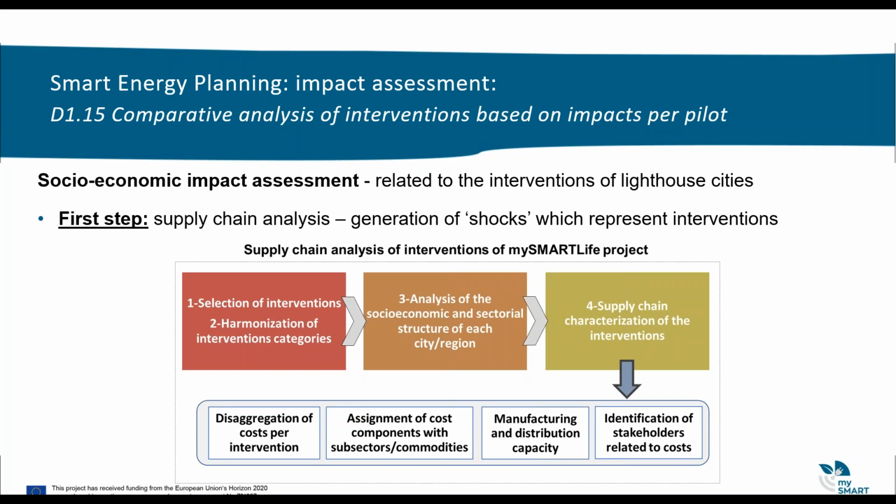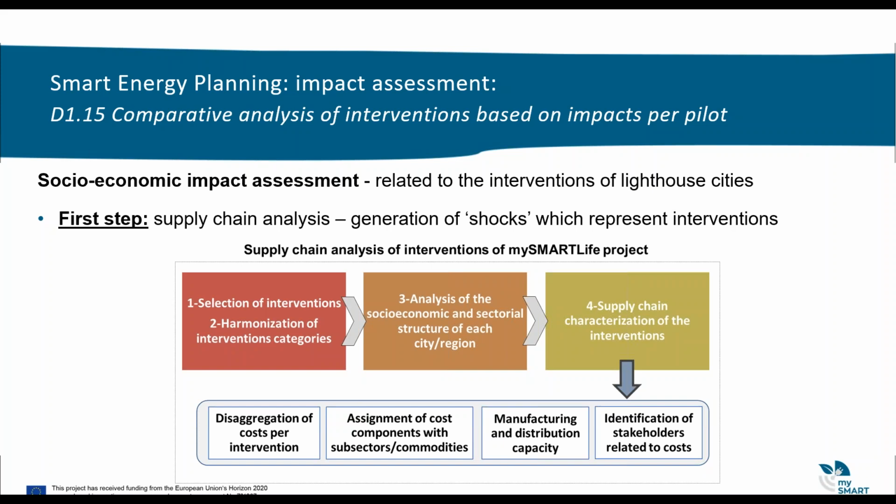This first step of the methodology can be seen as an overview in this figure on the screen, and maybe the most interesting part is how to do this supply chain characterization, which proposes several steps. The first step would be the disaggregation of the cost of the interventions by the main commodities or the main components that participate in each of the interventions. The second step would be the assignment of those costs to the corresponding commodity, according to the commodity classification that is used in the following step in the socioeconomic impact assessment.